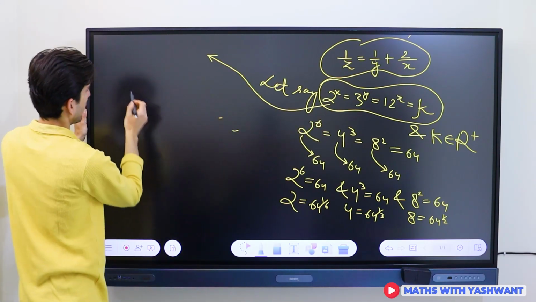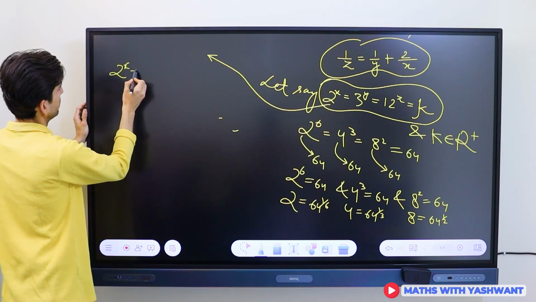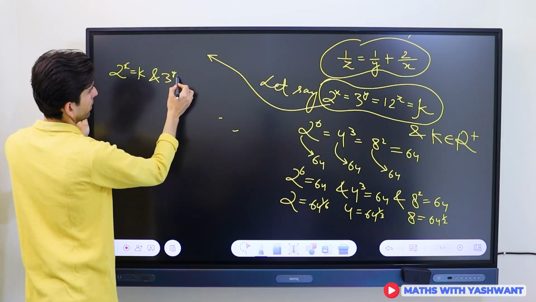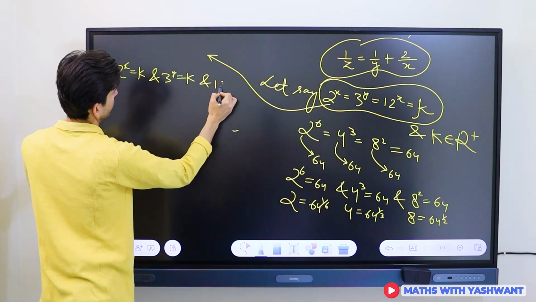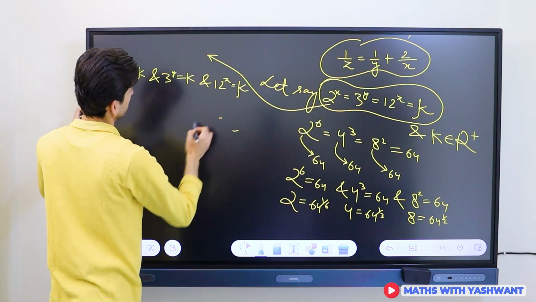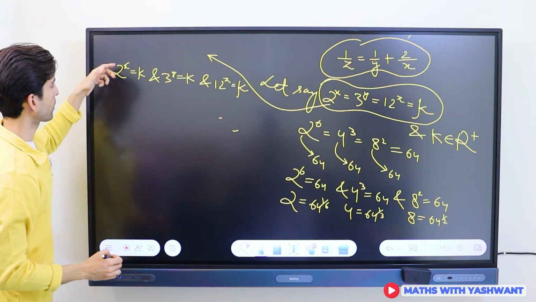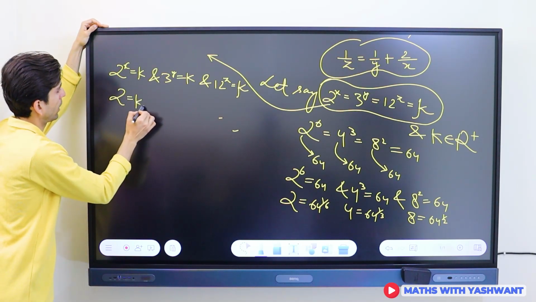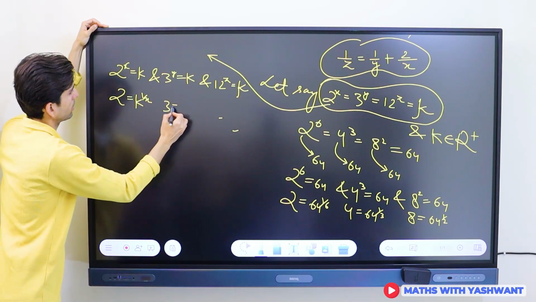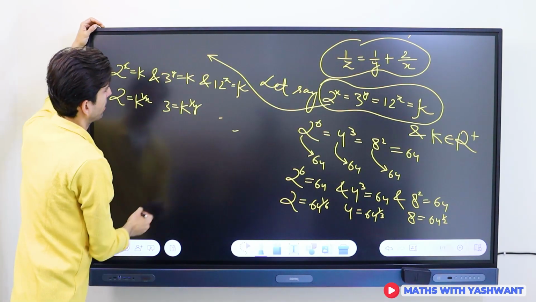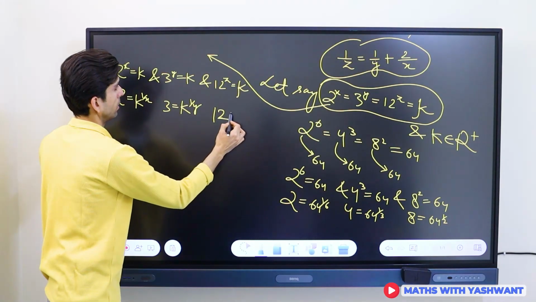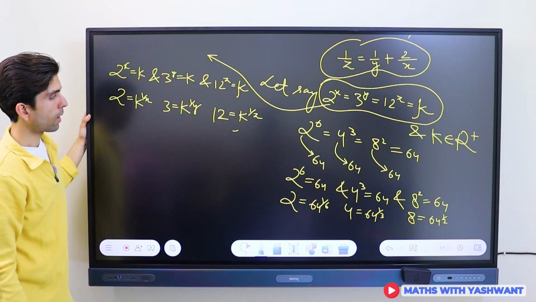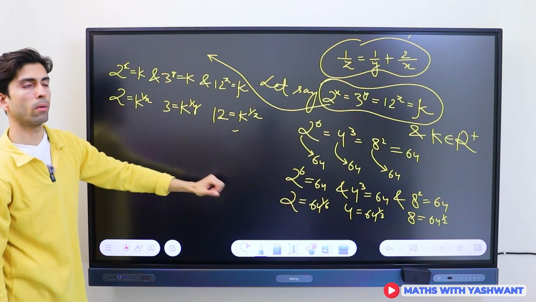Coming back to the solution, I can write 2 to the power x is equal to k, 3 to the power y is equal to k, and 12 to the power z is equal to k. Now I shift the power from the left hand side to the right hand side, so 2 is equal to k to the power 1 by x, 3 is equal to k to the power 1 by y, and 12 is equal to k to the power 1 by z. I hope you all understand till now.